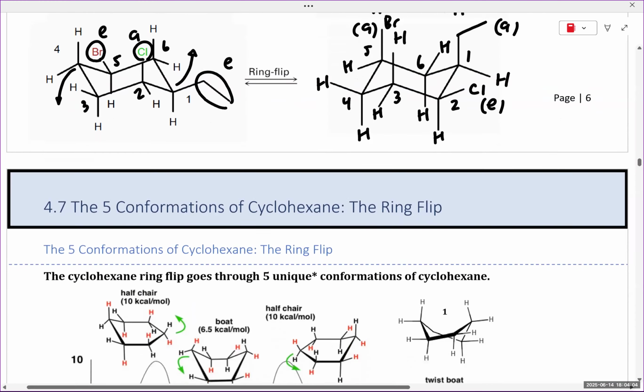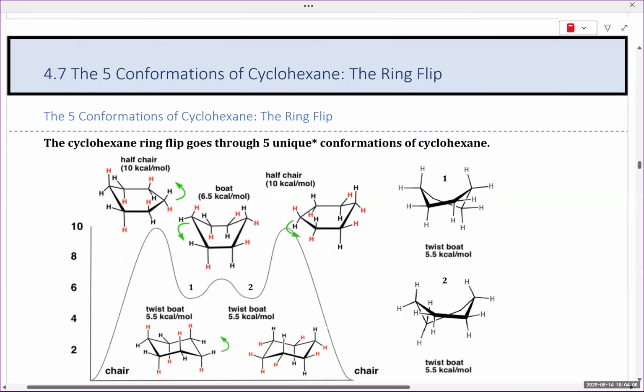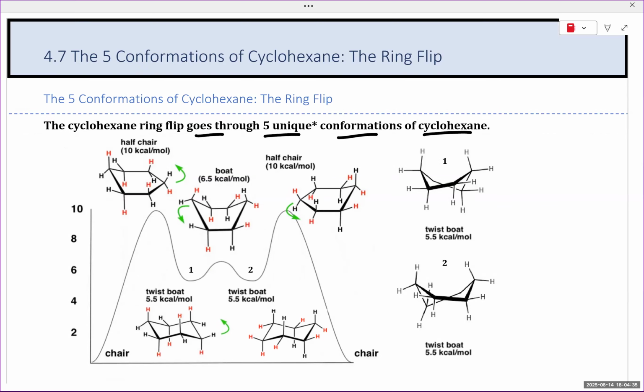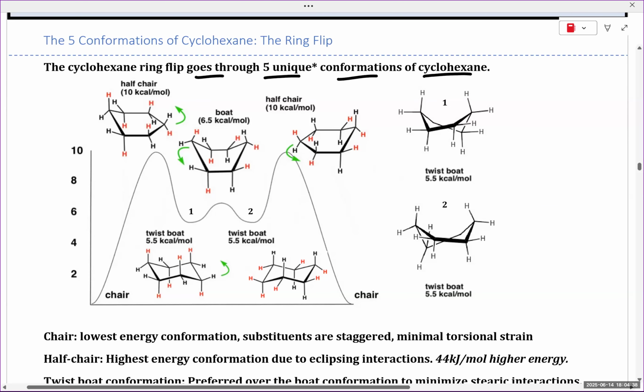Okay, let's look at another example and let's talk a little bit about the ring flip. So in terms of the conformations of cyclohexane, the way that we interconvert between the two chair conformations is via a ring flip. And the ring flip goes through 5 unique conformations of cyclohexane. When you start to add substituents, you start to observe more unique conformations with differences in energy. For now, we're going to talk about the major conformations.